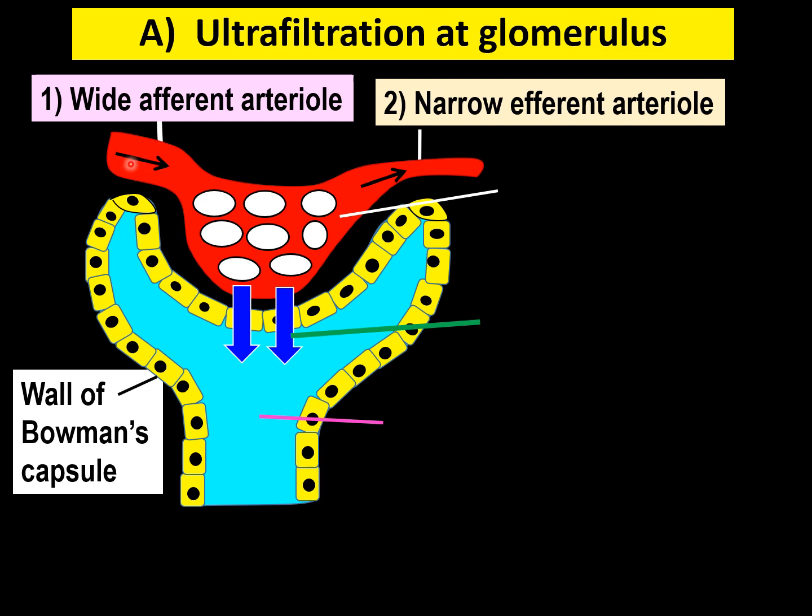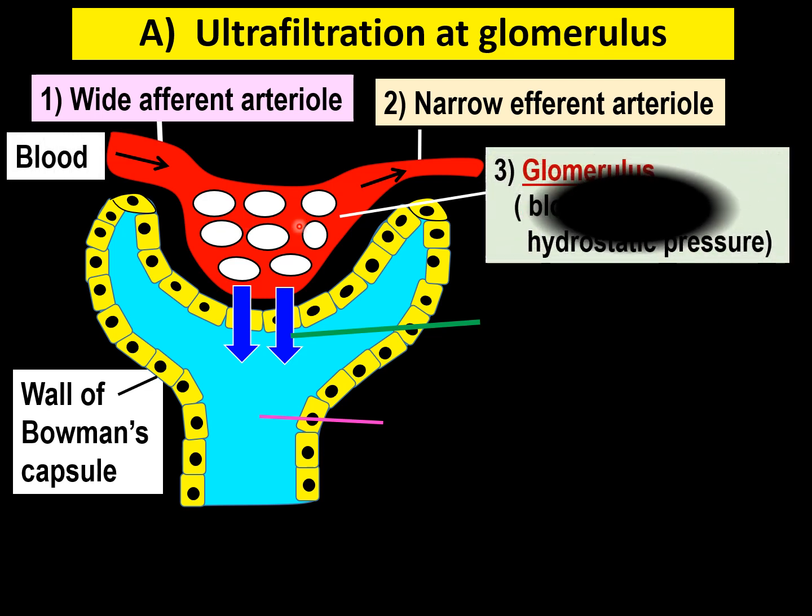Now, the afferent arteriole is wider, so it carries more blood into the glomerulus. But less blood flows out through the efferent arteriole, which is narrower. Therefore, the blood will accumulate in the glomerulus, and as it accumulates, it will cause the pressure inside to increase. We call this the hydrostatic pressure. So, in the glomerulus, the blood is at high hydrostatic pressure.